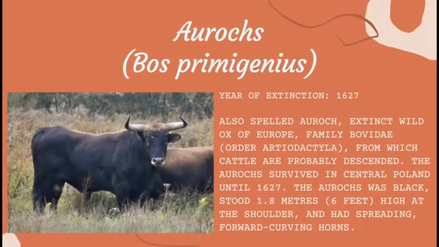Aurochs, also spelled auroch, extinct wild ox of Europe, family Bovidae, from which cattle are probably descended. The aurochs survived in central Poland until 1627. The aurochs was black, about 1.8 meters, 6 feet high at the shoulder, and had spreading, forward-curving horns.